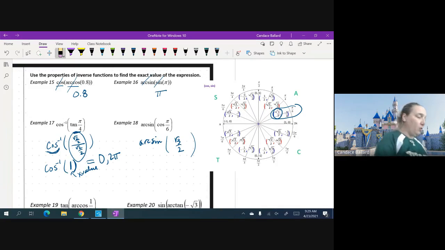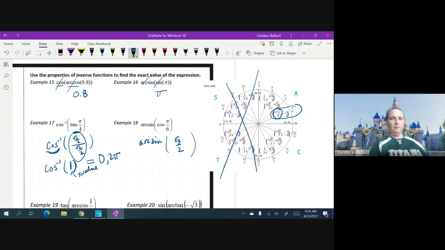Okay, so 1 and 4. That means I'm only allowed to look for my next answer in quadrant 1 and quadrant 4. Is sine the x value or the y value? We've exhausted that question to death, haven't we? Okay, so sine is the y value.